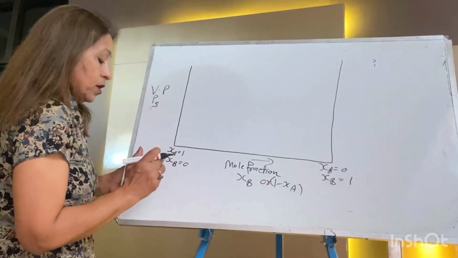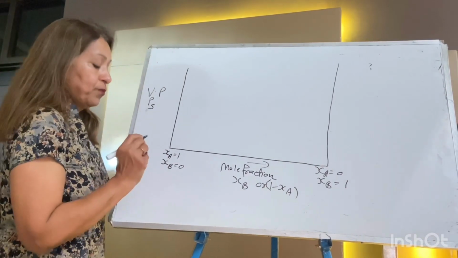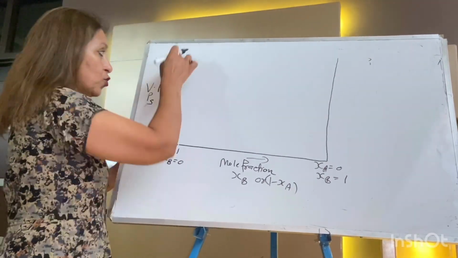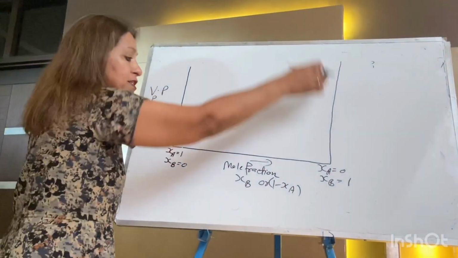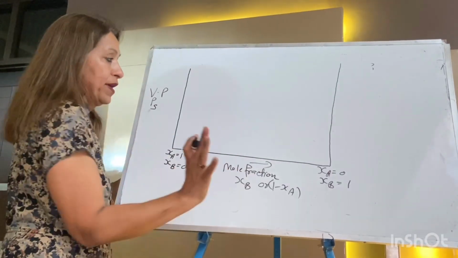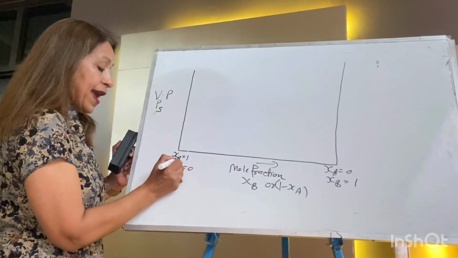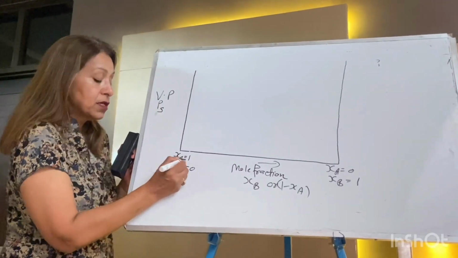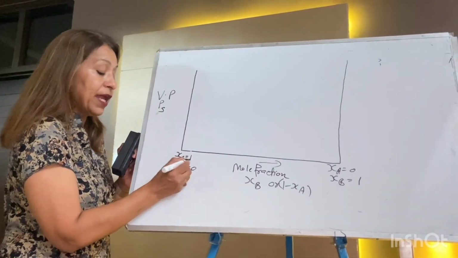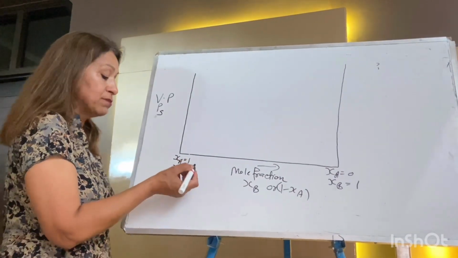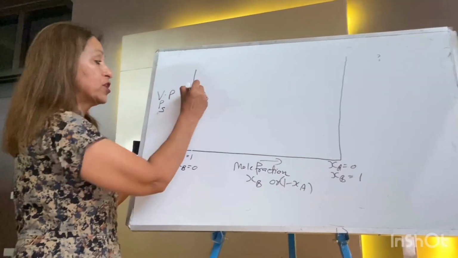Now, what will you do? I think you came to know these are two y-axes, one for the A component, the other for the B component. Write down. When XA is equal to 1, you have only the A component and it is maximum. When it is maximum, your pressure is maximum.